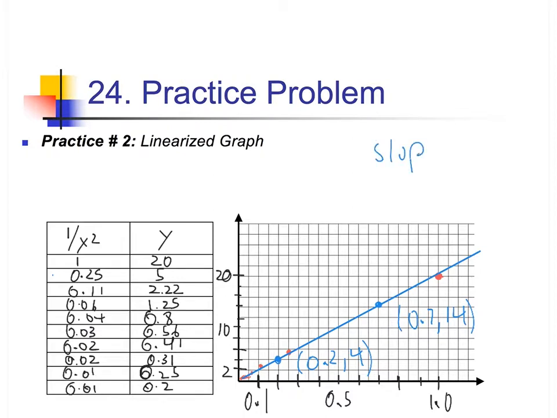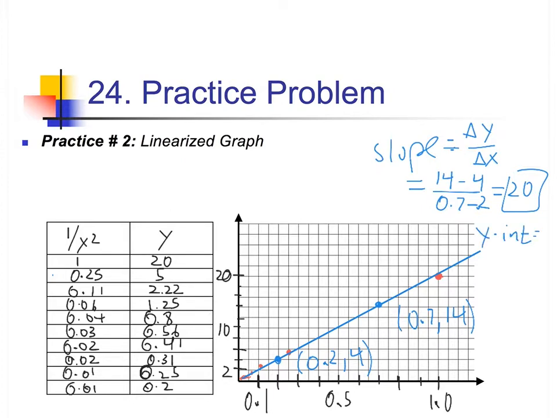So we'll go ahead and find the slope here, and then I'm going to look for my y-intercept too. So my slope, as always, is my change in y over my change in x, so 14 minus 4, over 0.7 minus 0.2, and that ends up giving me a slope here of 20. And my y-intercept I can get from just reading my graph, and that's going to be 0 once again. So there you have it.